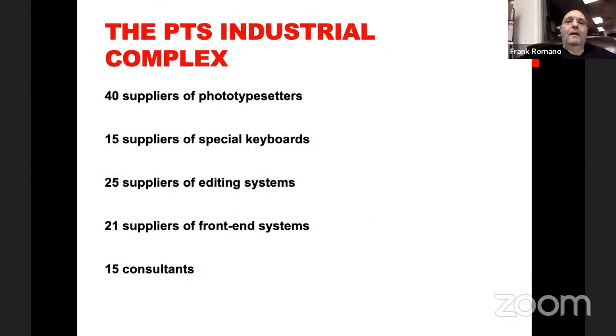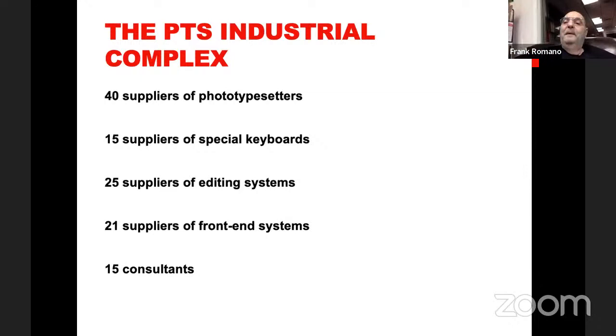So it was more than photo typesetting machines. Although there were 40 suppliers of photo typesetting machines, you also had 15 suppliers of special keyboards and 25 suppliers of editing systems and 21 suppliers of front-end systems, not counting all the people who made processors and photo materials and chemicals and all the gadgets and gizmos that went with all this stuff and training materials and trainers. And by the way, 15 consultants. So I became one of the first consultants because I had worked for all these companies.